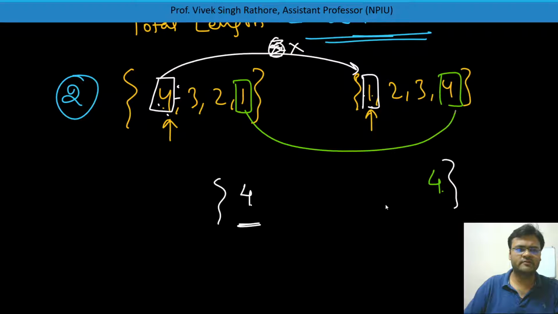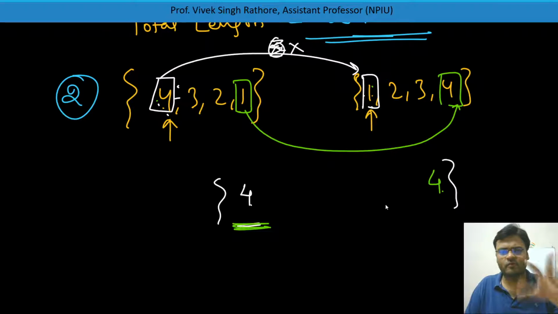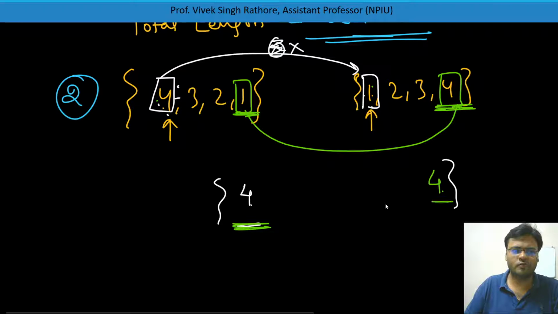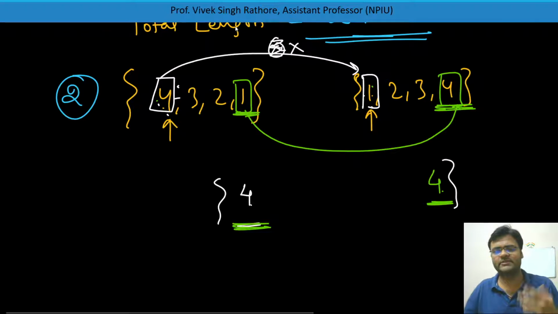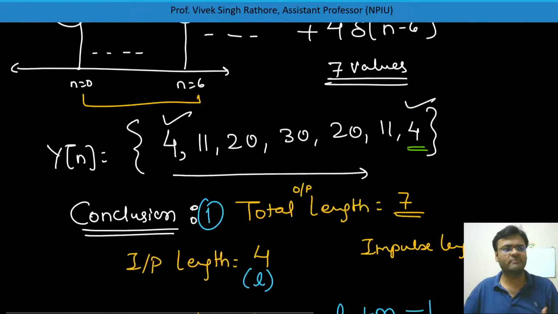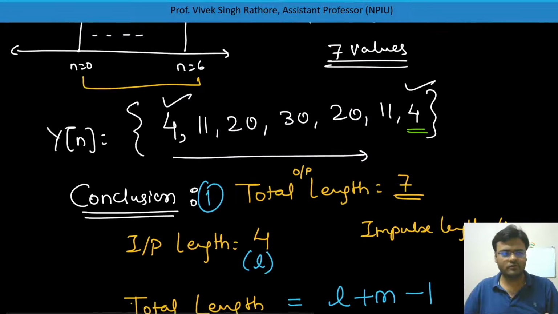So whenever you see the convolution of two discrete time signals, for the first value of the output you just need to multiply the first values of both signals. You can check this from the objective options to eliminate some of them. The last value will always be multiplied with the last value to get the last value of the output. So I think the second conclusion is very clear from our multiplication.